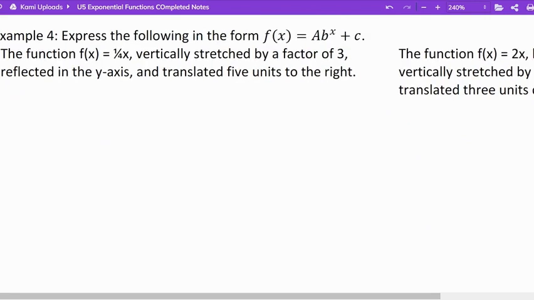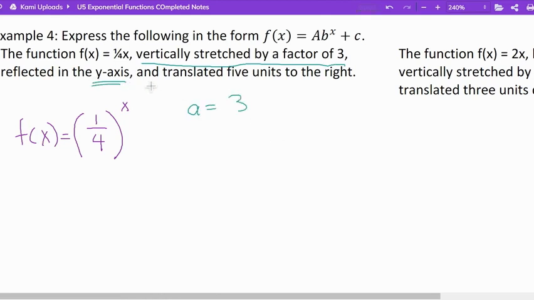Express the following in the form y equals a times b to the power of k times x minus d, plus c. The function f of x starts with 1/4 to the power of x. Okay, so I have 1/4 to the power of x as my parent function. Okay, but we have a vertical stretch of 3. So that means a is 3. It's reflected in the y-axis. Is that a or k? Okay. Yeah. So k equals -1. And it's translated 5 units to the right. That means d equals 5.